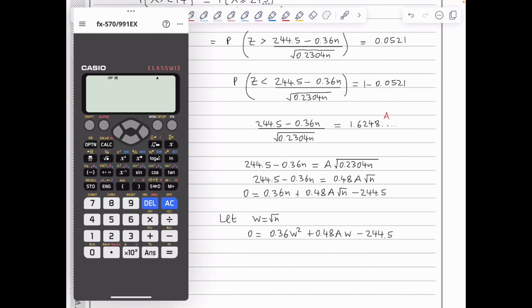I press menu. It's option A to solve a polynomial of degree 2. My coefficient for x squared, for the quadratic term, is 0.36. The coefficient of the x term, the w term in this case, is 0.48a. So I just write it like that, and I maintain full accuracy throughout. And then I've got the constant term minus 244.5.